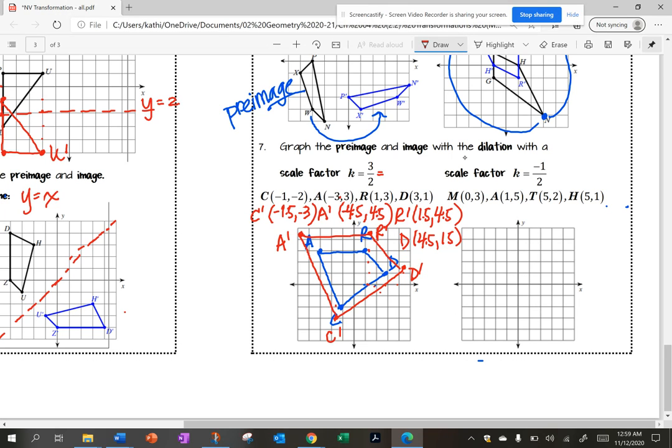So I'm really multiplying by 1.5. So this one is an enlargement, because my scale factor is greater than 1. Here my scale factor is between 0 and 1, so this is a reduction.